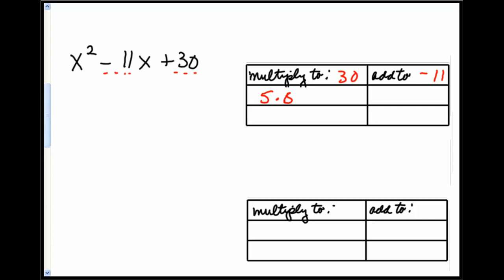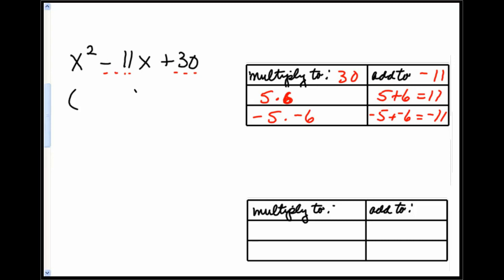5 times 6. Well, we don't want it to be positive when we make our sum, because 5 times 6, yes, is 30, but 5 plus 6 is 11. So we need to use negative 5 times negative 6, because negative 5 plus negative 6 is negative 11.